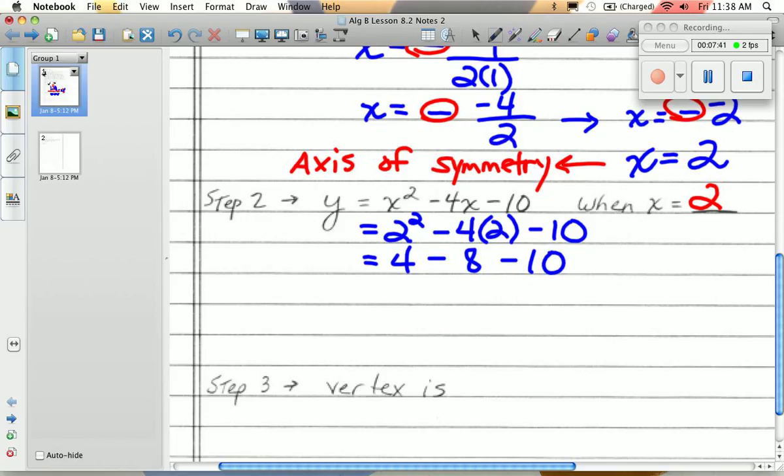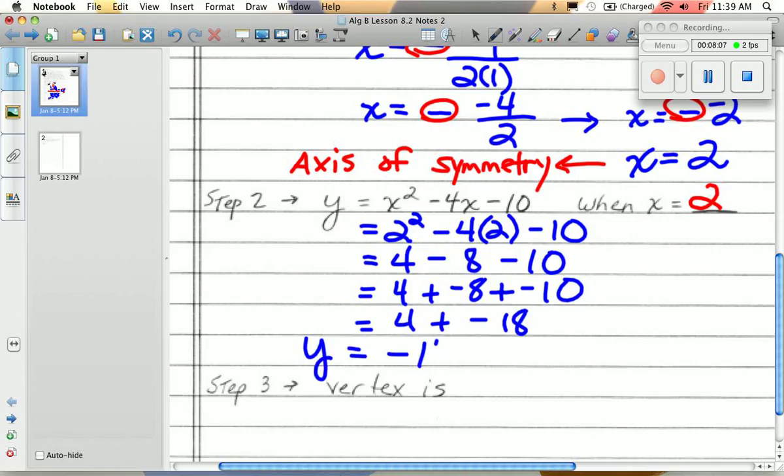Okay, I can change this to add the opposite and make it a lot easier to do without a calculator. When it's addition, can we add them in any order we want? Yeah, let's add those negatives together first. What's -8 and -10? -18. What's -18 plus 4? -14. So we are saying y equals -14.